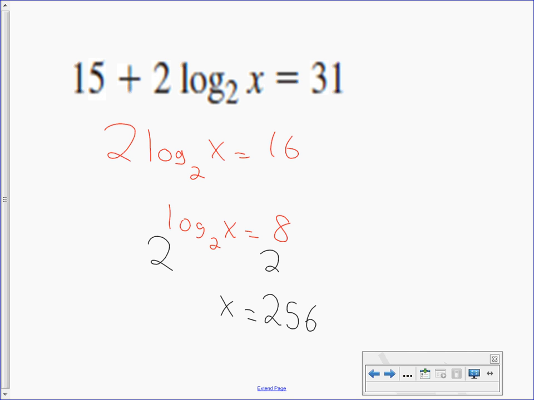Because that's how you're undoing this log. Remember, you gotta remember this. That's what I'm using. I'm using that property over and over and over again. Okay?